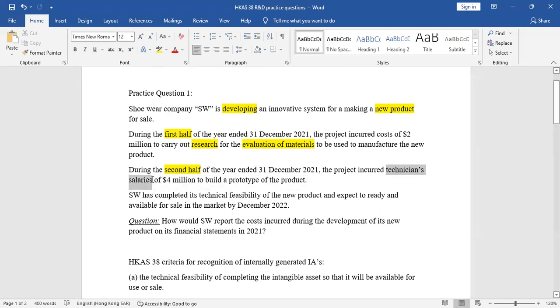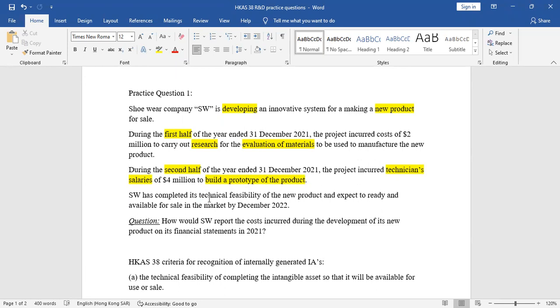What type of expense is this? This is a technician's salary, first thing, to build a prototype of the product, right? So the expenses incurred to build a prototype of the product. So you see the nature of the expense. It is an expense, but the purpose of the expense is different.